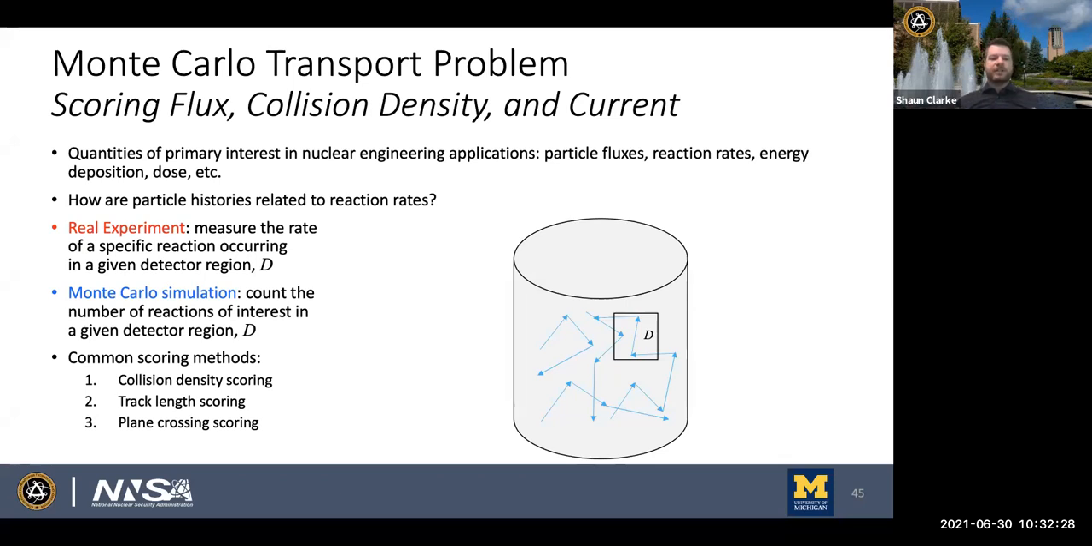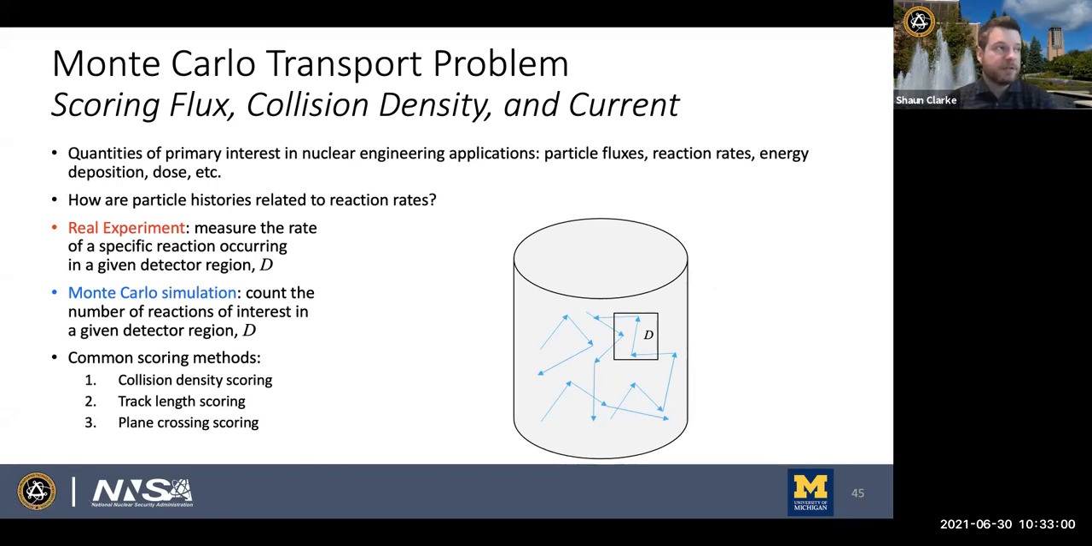So if you take a step back and think about a real experiment, how would we do this in real life? If we could zoom in inside of this container, and we could look at the particle behavior in a certain region, maybe call it region D. We could take a look at the particles that are traveling in there. If we could imagine being able to see that with our mind's eye, and we could just count them. We could count the number of particle tracks or count the number of collisions that are happening in our detector cell. And that's how we could do it in real life.